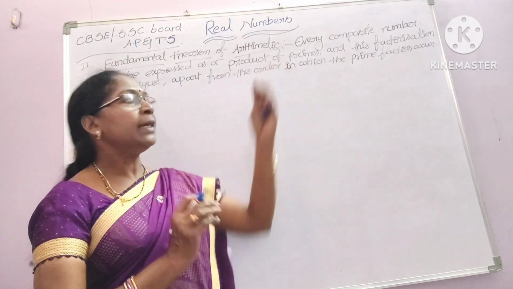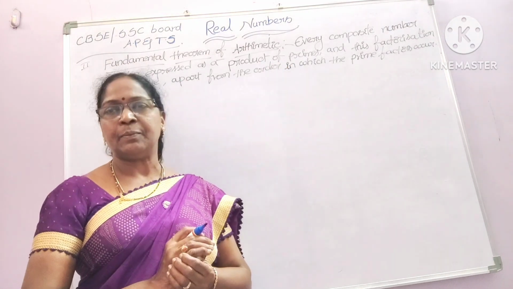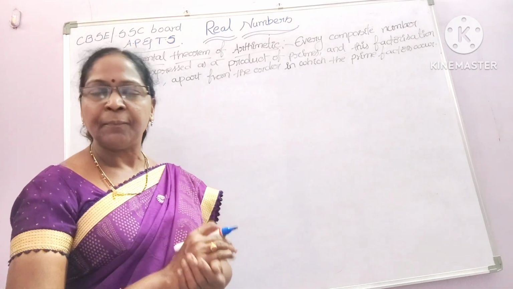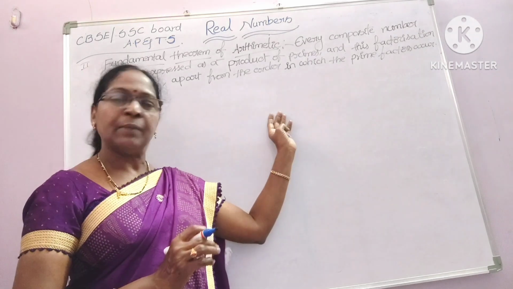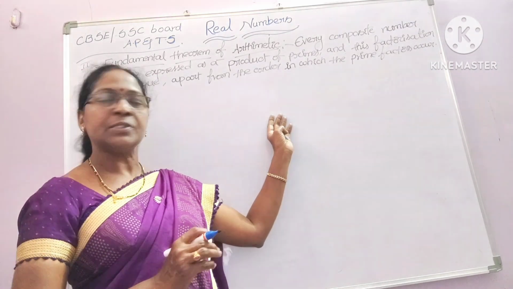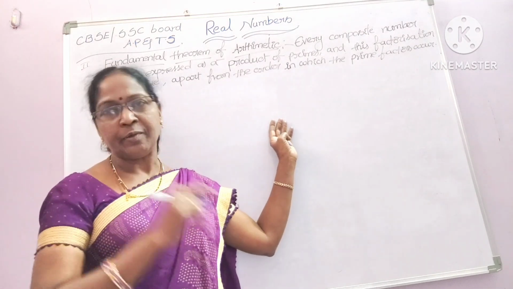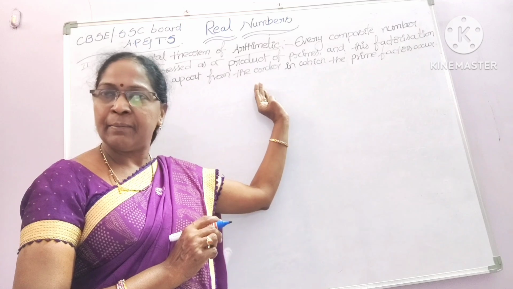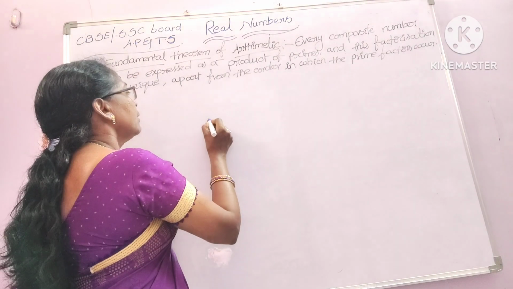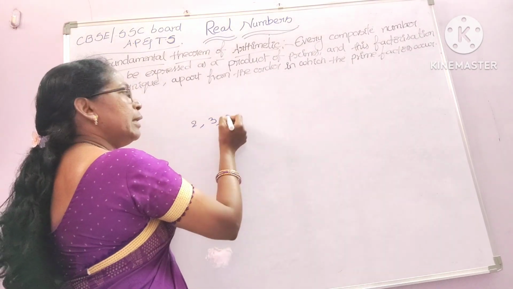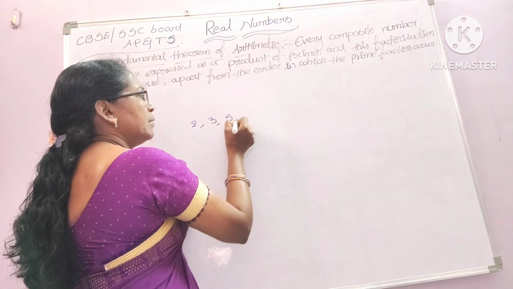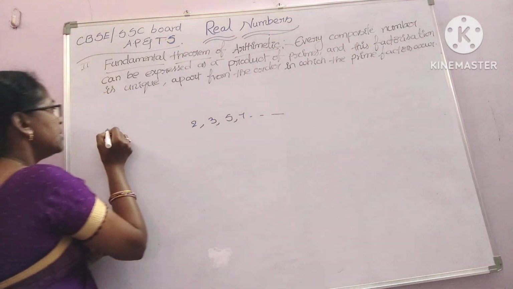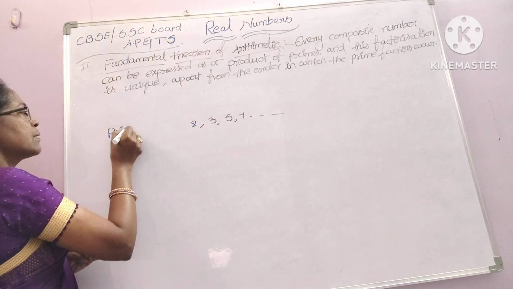Composite numbers and prime numbers: first, you should learn about them. What are prime numbers and what are composite numbers? Prime numbers have only two factors. Those numbers we call prime numbers. For example, 2, 3, 5, 7. These are examples of prime numbers.